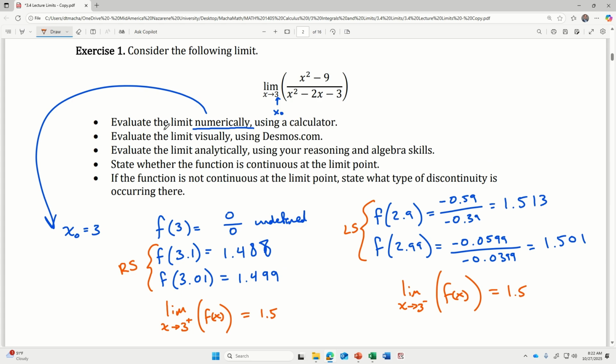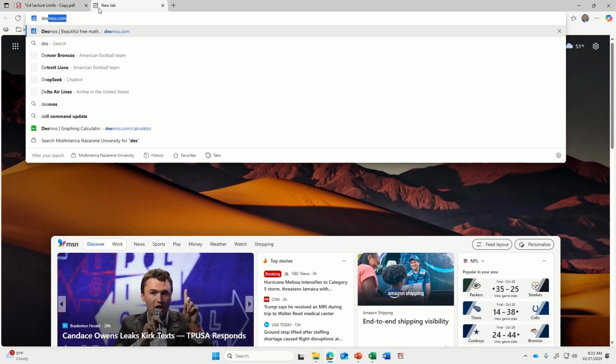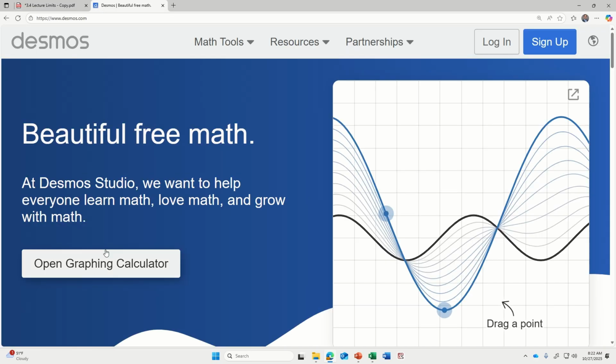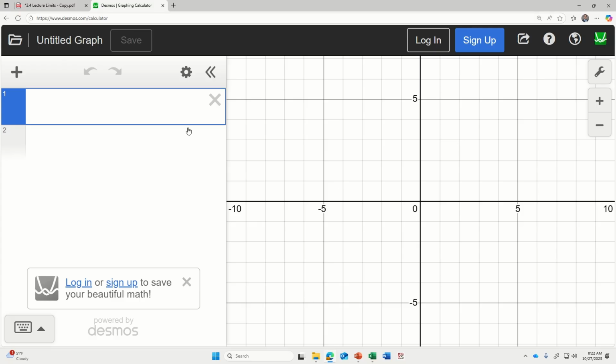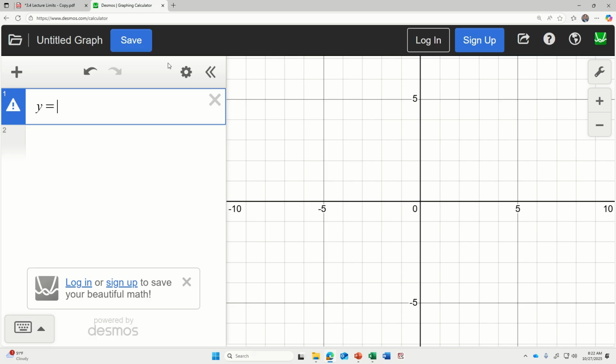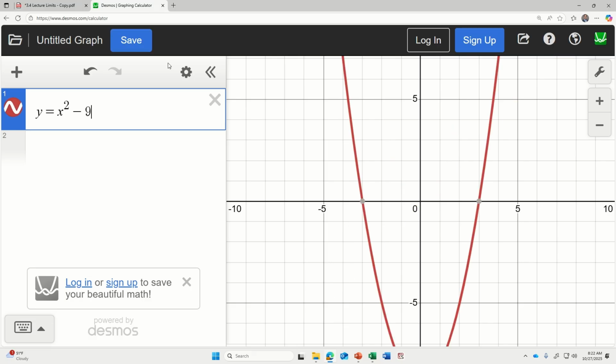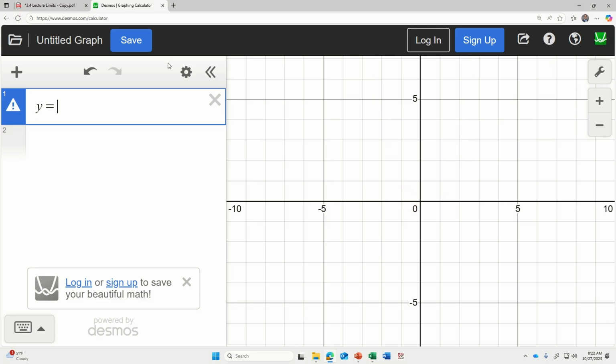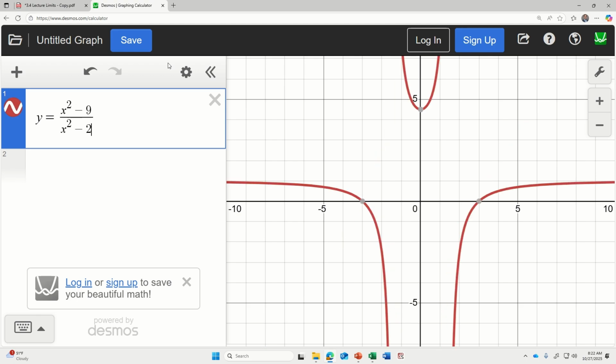The next thing says evaluate the limit visually. And so on a test, I will have to give you the picture in order for you to evaluate the limit visually. But for your homework, I didn't give you the picture. I'm just expecting that on the homework you can pull out your phone or your laptop and you can use Desmos. And we can just type in y equals x squared minus 9 divided by x squared minus 2x minus 3.